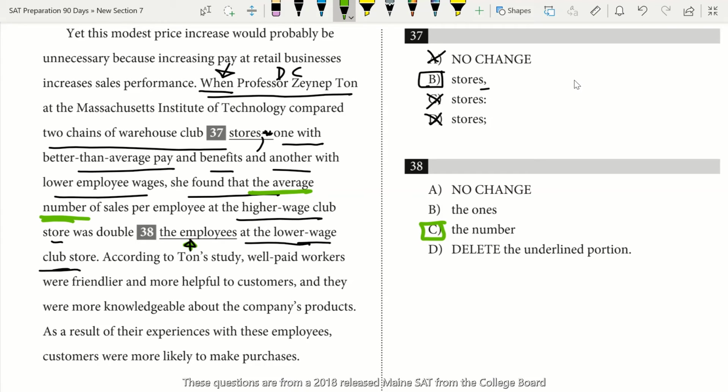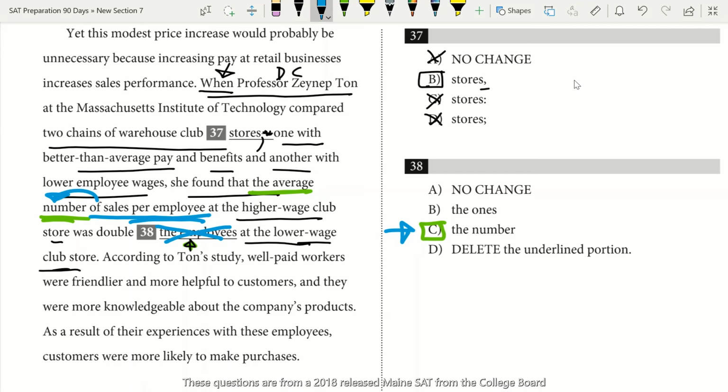Why can't it be the employees? I know that we see employee right here, but why can't we compare the employees? Well, we can't compare employees because of sales per employee is a prepositional phrase describing this average number. Okay, so if we have a prepositional phrase like that, we got to keep in mind we're not comparing what's in the prepositional phrase, we're comparing the subject. The subject is the average number. Okay, she found that the average number of sales per employee at the higher wage club was double the number at the lower wage club. It's not double the employees. It is double the number.